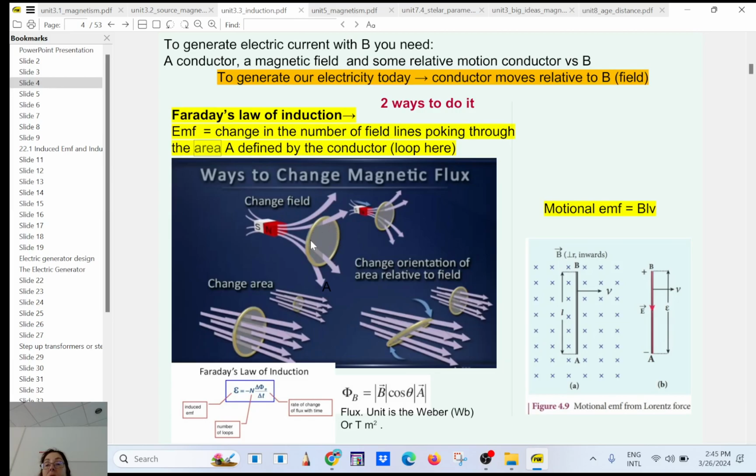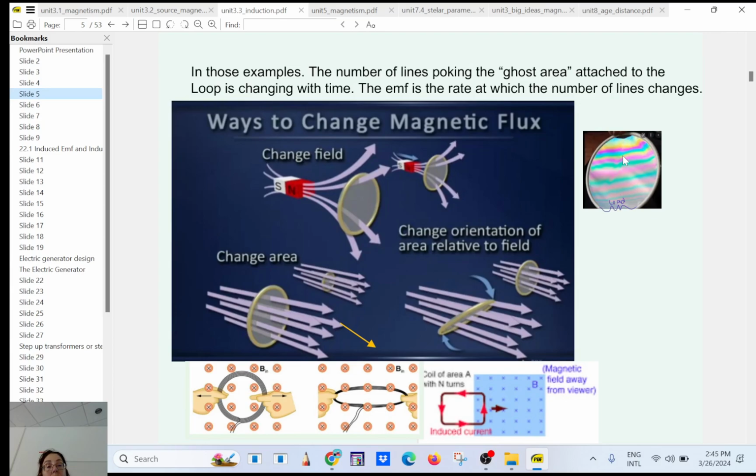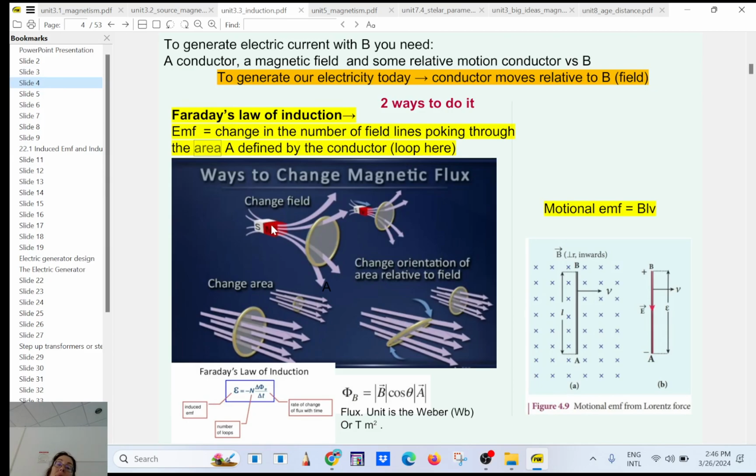You have a conductor here, so it's a loop. You bring a magnet toward the conductor, so you're going to increase the number of lines poking through this area. So you can imagine here you have like a soap film attached to it. It's imaginary. So if you bring the magnet toward the conductor, the number of lines poking through this area is going to increase. As you move away, you're going to decrease the number of lines.